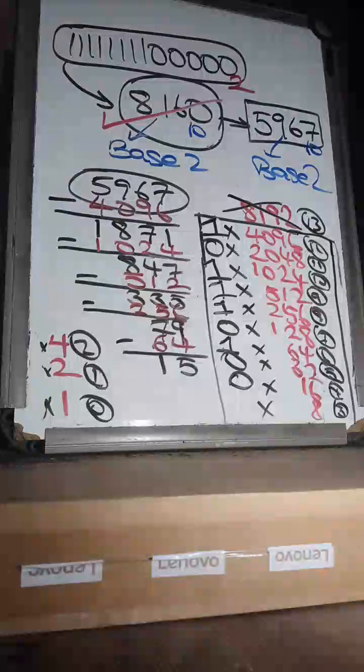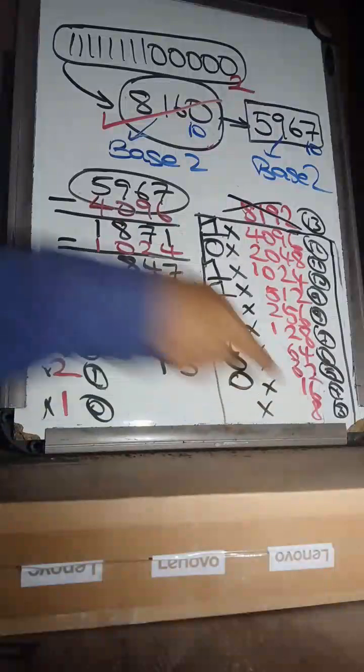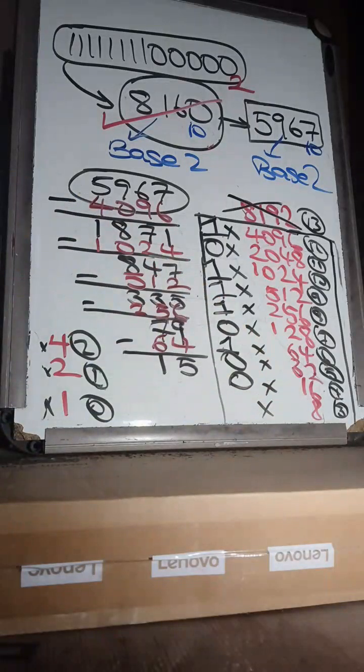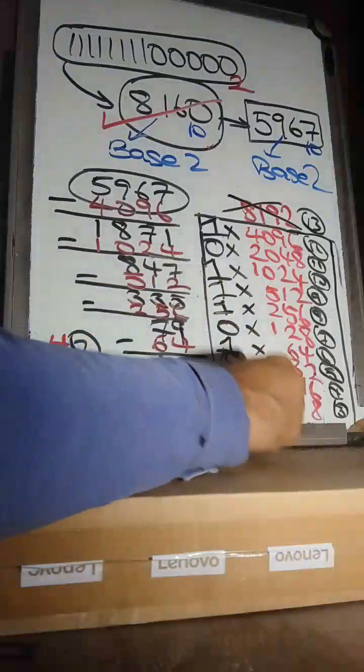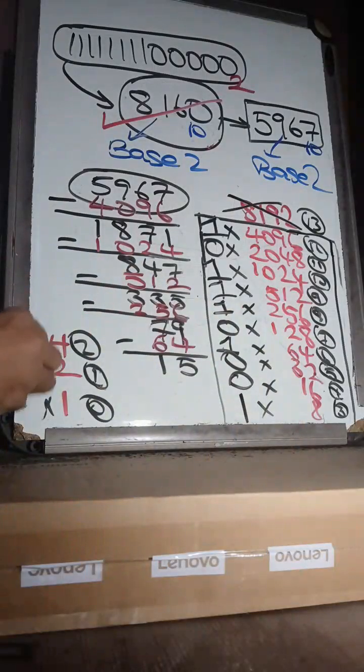So what's the choice now? We don't have a choice but to use 8, 4, 2, and 1. Because 4 plus 2 is 6, plus 1 is 7, and 7 plus 8 gives us 15. So we have to use 1 of each: 1 here, 1 here, 1 here, and a 1 right there.